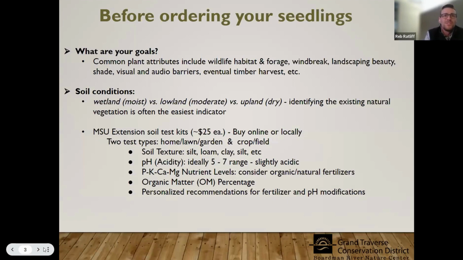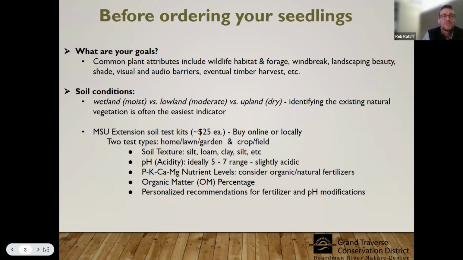There are two different types. There's a home lawn and garden, and there's a crop and field. Both types of kits will give you that list of results. So, your soil texture is going to be, is it a silt, a loam, a clay? Knowing if there's a lot of clay content in there, you're going to know it's not going to drain well. If it's a super sandy loam, you're going to know it's going to drain pretty well.